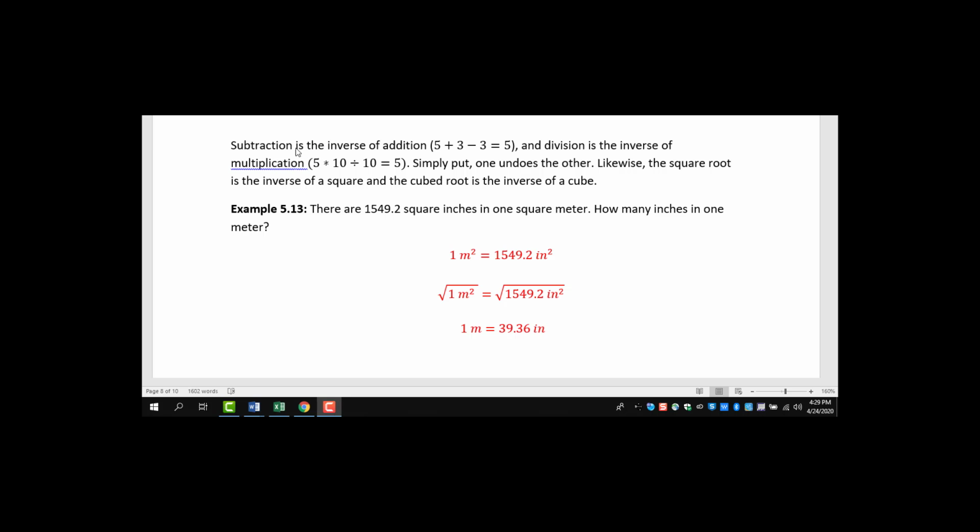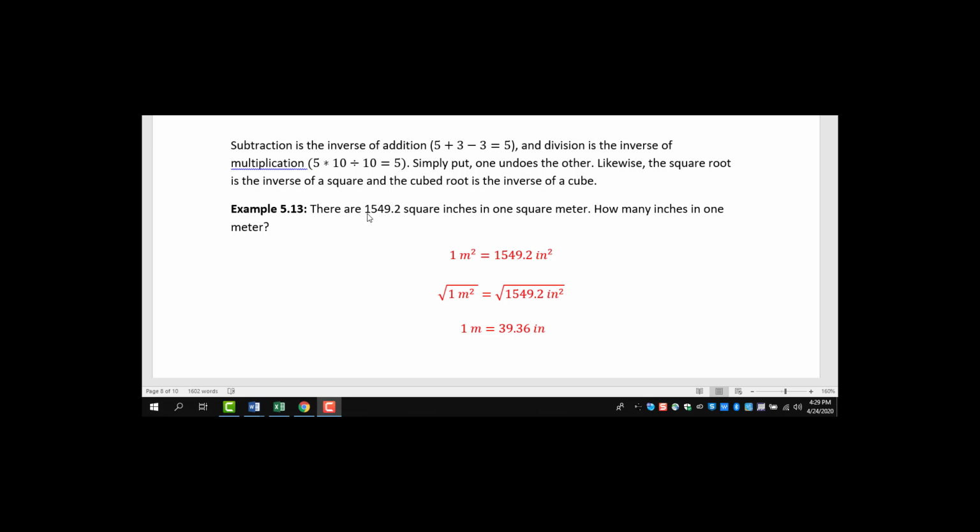You might recall, or hopefully recall, that subtraction is the inverse of addition. You start with 5, add 5, subtract 5, you're back to 5. And division is the inverse of multiplication. 5 times 10 divided by 10, you're back to 5. Simply put, one undoes the other. Likewise, the square root is the inverse of the square, and the cube root is the inverse of the cube.